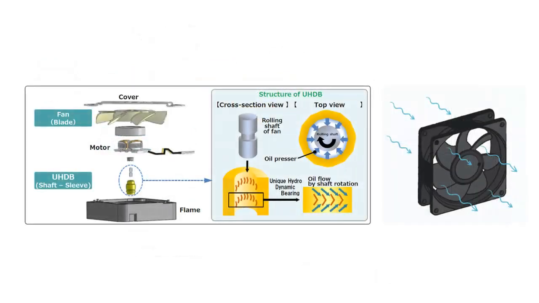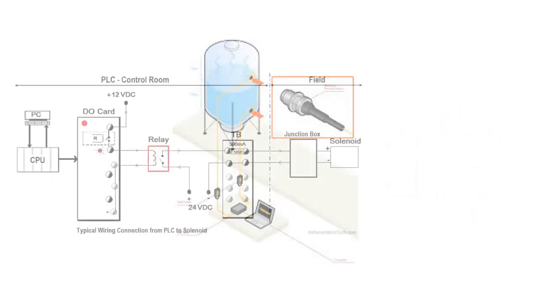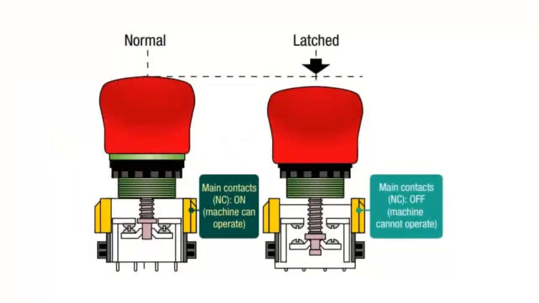Cooling fans, used to cool equipment or machinery. Pumps, used to control the flow of liquids in industrial processes. Brake solenoids, used to control the braking mechanism in certain equipment. These are just a few examples of PLC output devices.